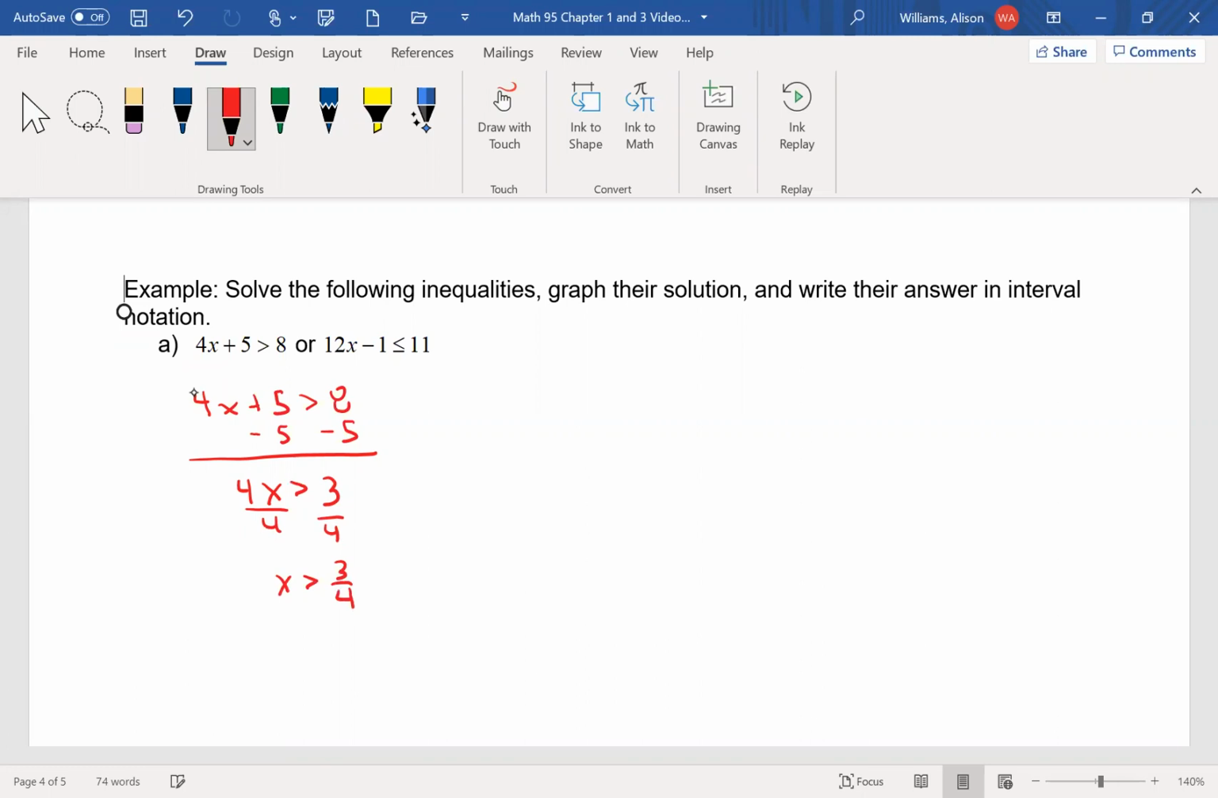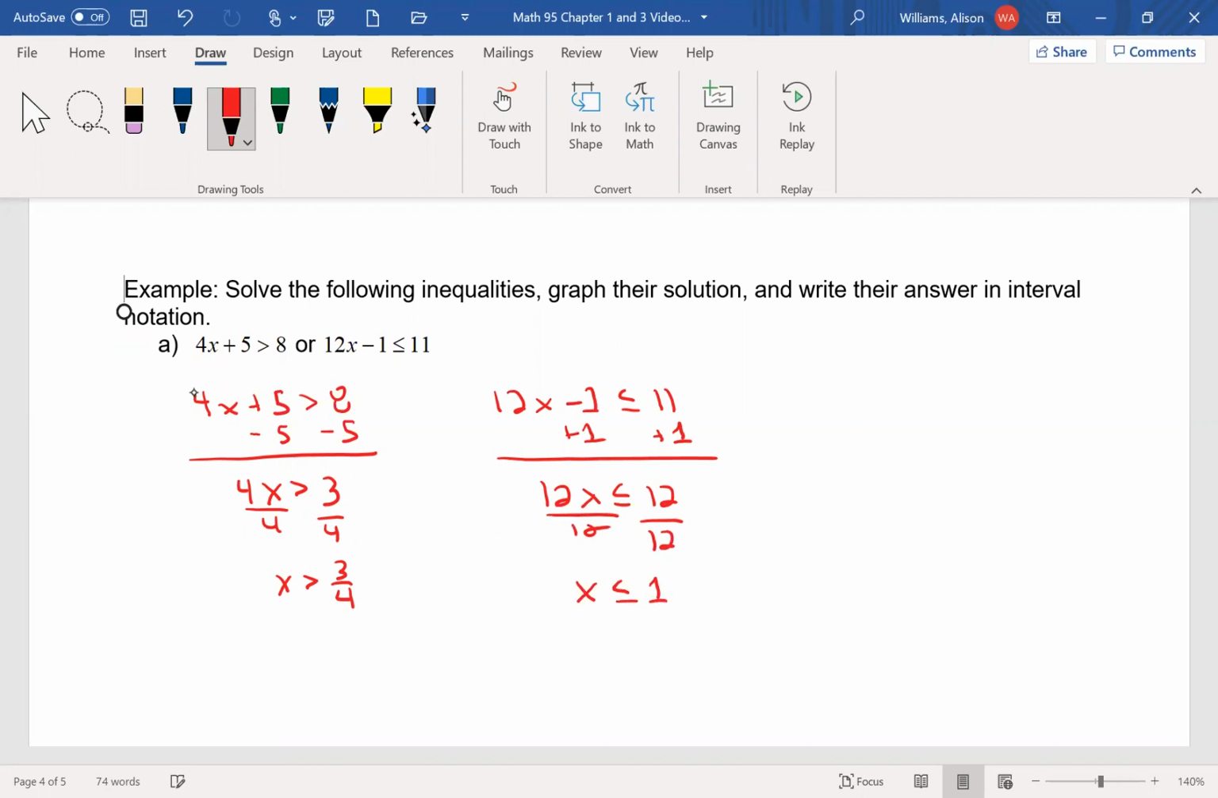Okay, for the other one, 12x minus 1 less than or equal to 11. For this one, adding the 1, 12x is less than or equal to 12, divided by 12. Okay, so that one came out nice. x is less than or equal to 1.